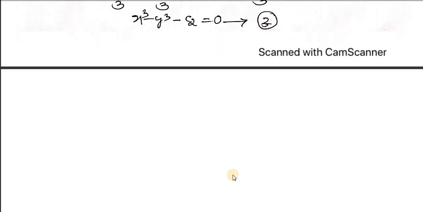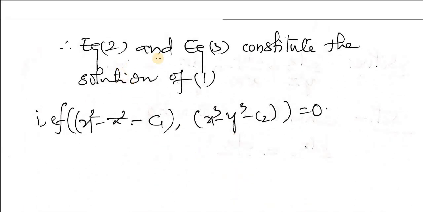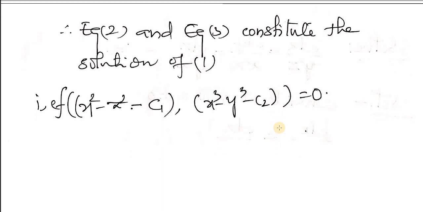The combination of these two solutions will make the complete solution. The combination of equation 2 and equation 3 constitutes the complete solution of equation 1, that is the simultaneous differential equation. F of x square minus z square minus c1, and the other parameter x cube minus y cube minus c2. So this is the complete solution of the given simultaneous differential equation. This is the simplest part of the total differential equation. You can choose some exercise problems and solve them. You will get the solution easily.